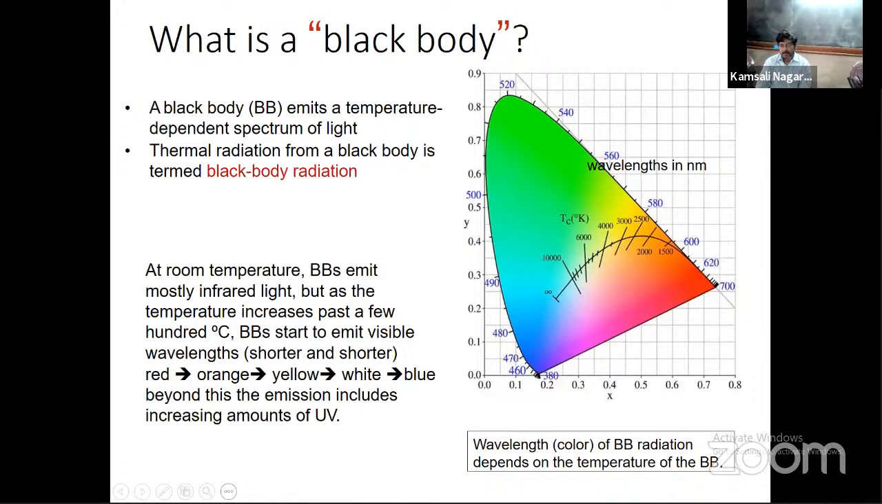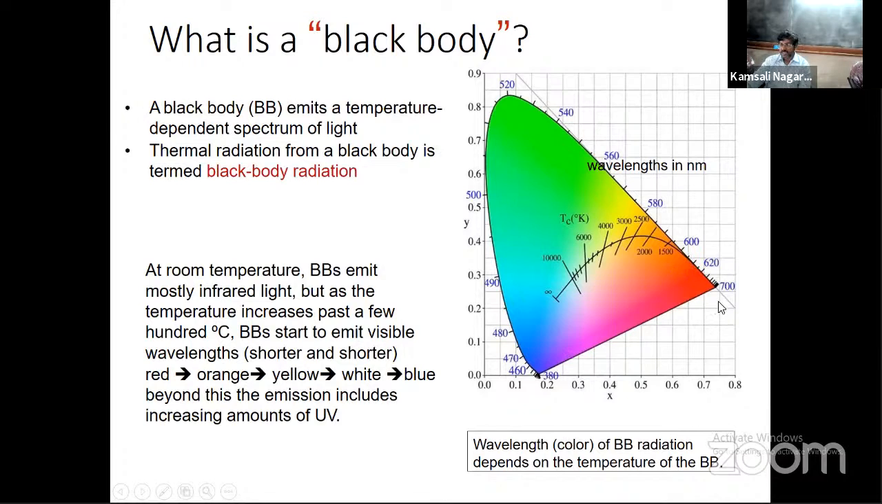Black bodies emit mostly infrared light. But as the temperature increases a few hundred degrees beyond that limit, black bodies start to emit visible wavelengths, shorter and still further shorter, starting from red to orange, then yellow, then white, somewhere a combination of them, then to blue.